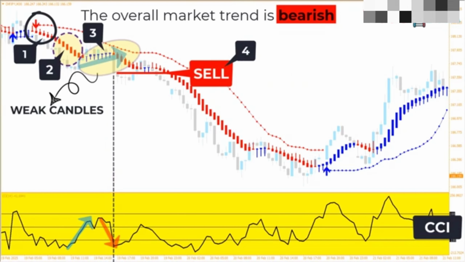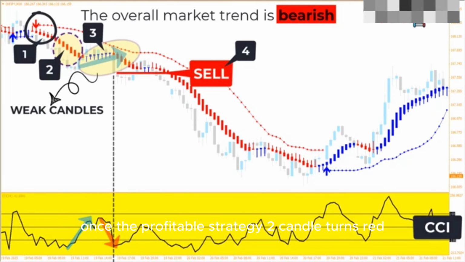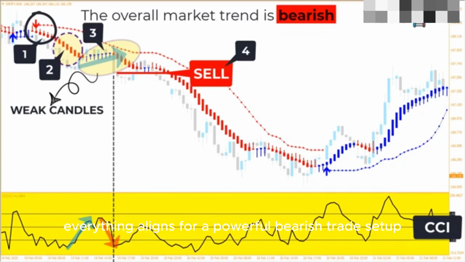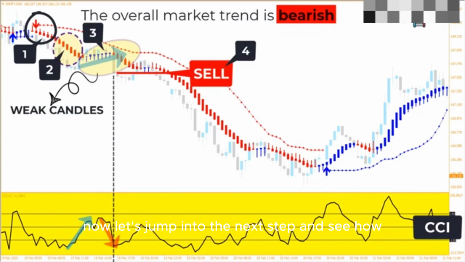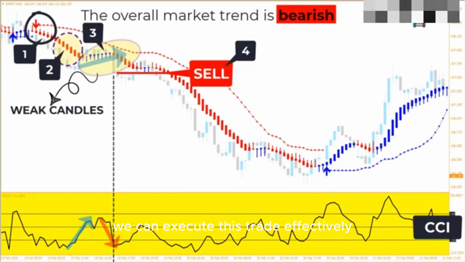And here's the final piece of the puzzle. Once the profitable strategy 2 candle turns red and the CCI line moves below 50 or even plunges past -100, this becomes a high accuracy sell signal. Everything aligns for a powerful bearish trade setup. Now let's jump into the next step and see how we can execute this trade effectively.